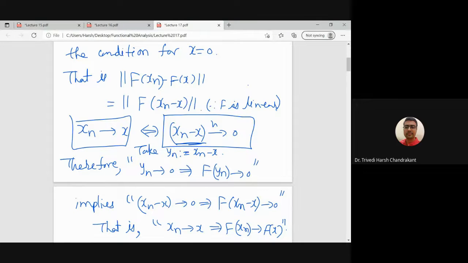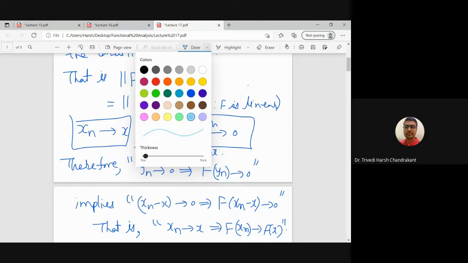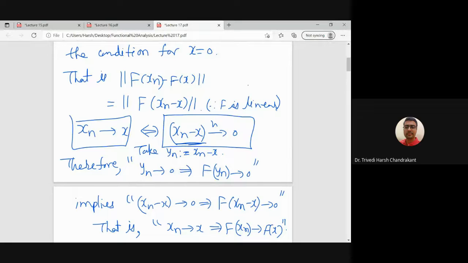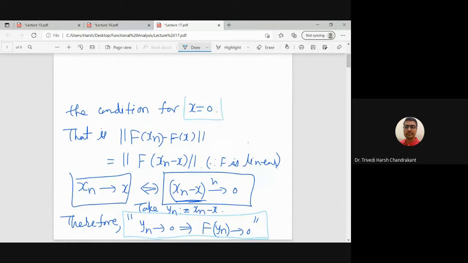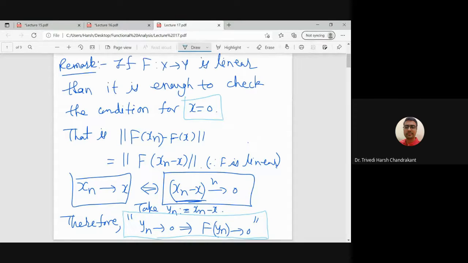So for maps which are linear and go from nonlinear space to nonlinear space, to check continuity, it is enough to verify this condition. Alright, so that means we need to check continuity only at the point x equals 0. So for a linear map, it is enough to check the continuity at x equals 0.